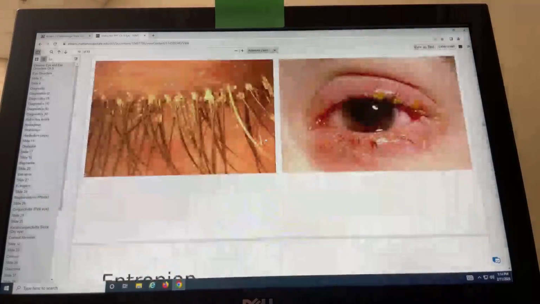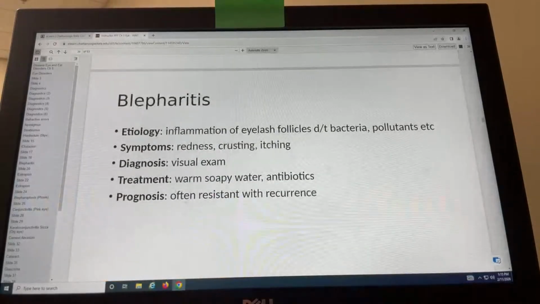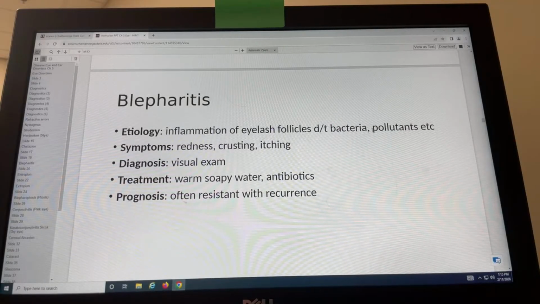This is what this looks like. So, kind of just greasy, crusty pus that's collecting around the eyelashes. So inflammation there. It can be from bacteria. It can be from just being around harsh chemicals, pollutants. Just something is irritating the skin. Okay. Maybe some cosmetics people are using that are irritating. Maybe you're allergic to something, maybe a lotion or whatever. I don't know. Just lots of redness, crusting, and itching around the eyelashes.